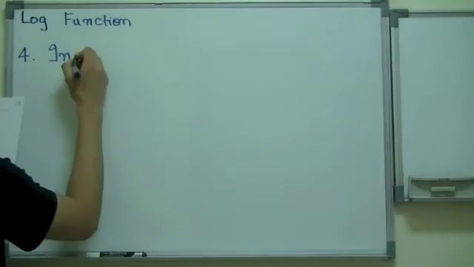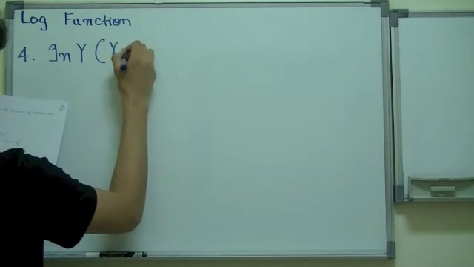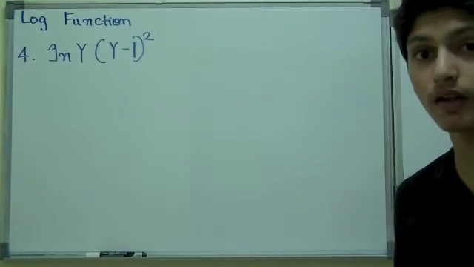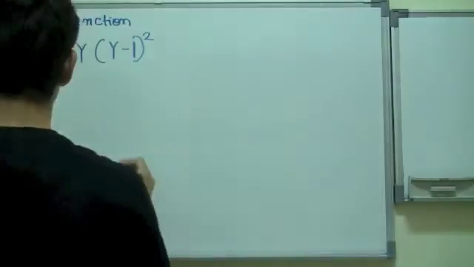Fourth one is natural log y multiplied by y minus 1 squared. Now this would be a little difficult because we haven't talked about this at all, but remember, we should always recall the properties that we talked about. So let's go ahead and do that.